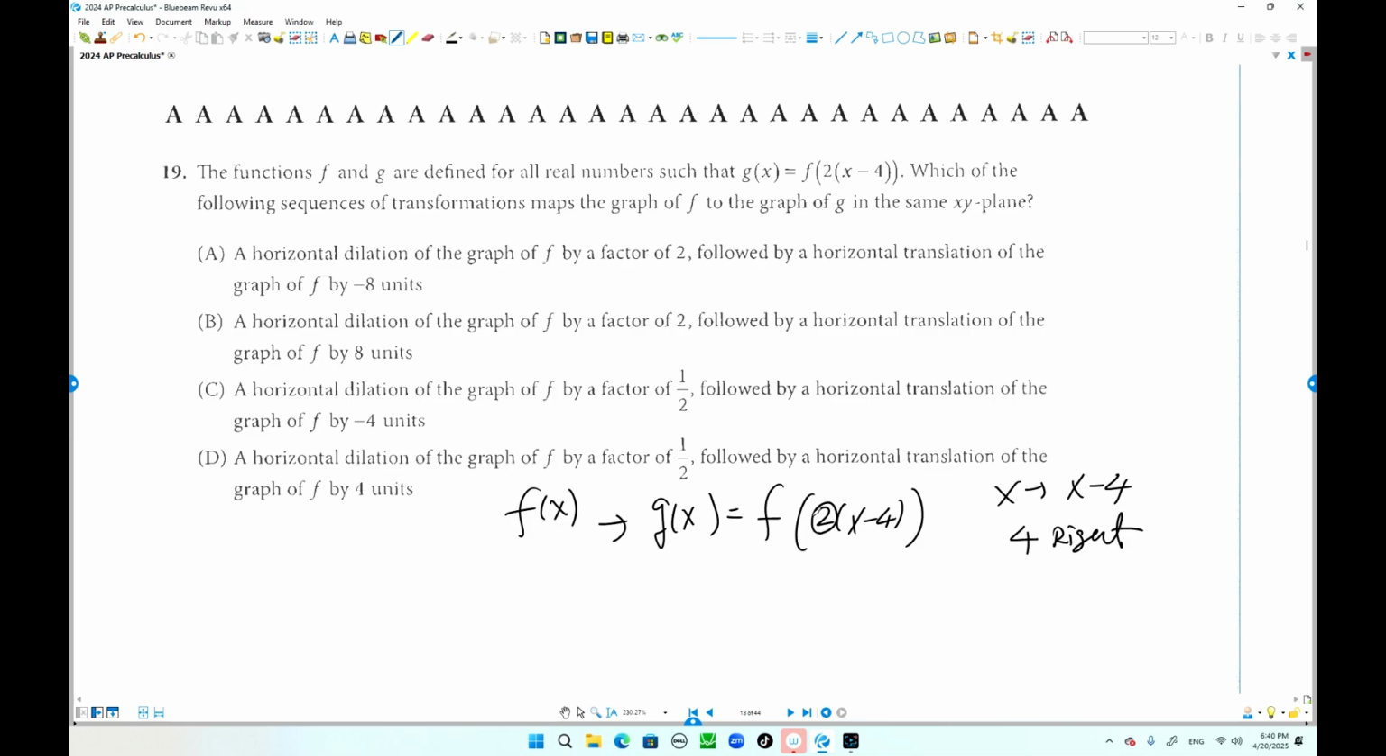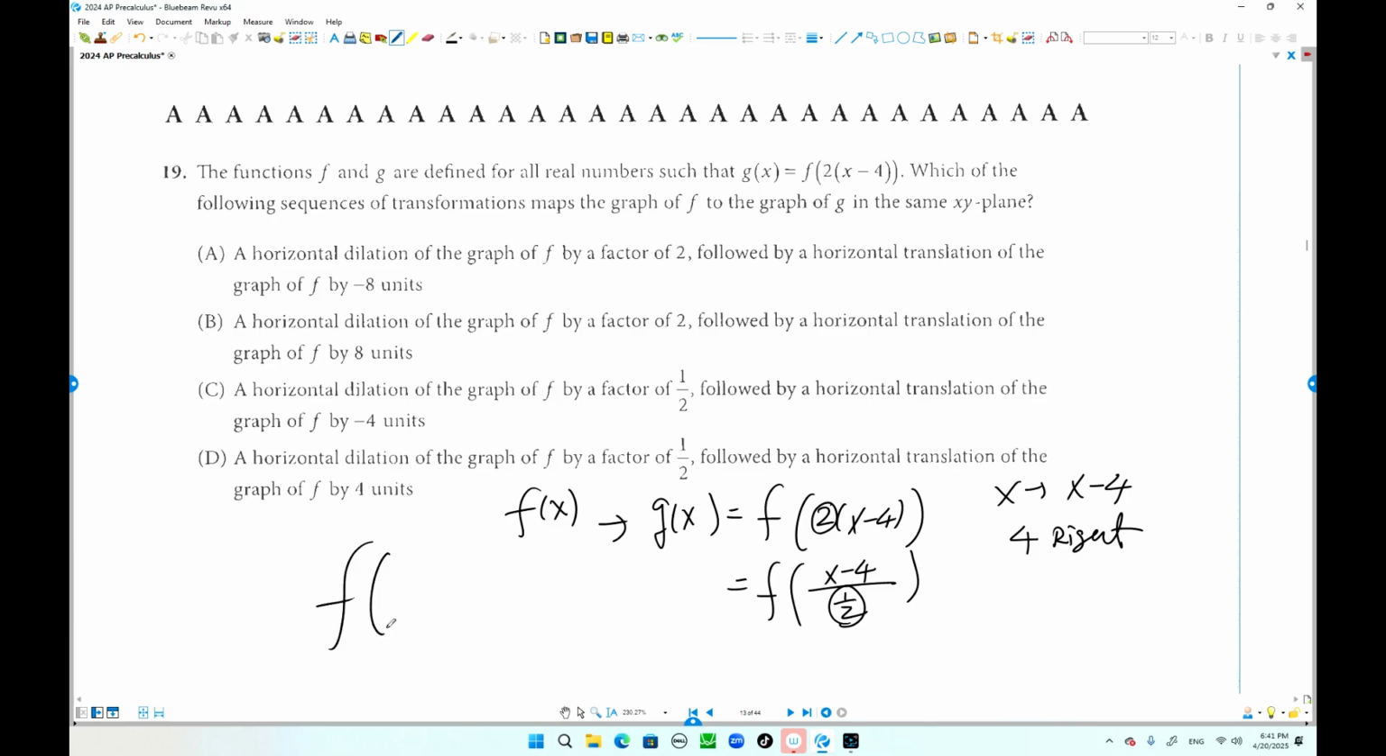What is this one? Actually, original, it looks like this. The 2 going down is 1 over 2, right? If this number is less than 1, that is horizontal compression. Actually, 1 over 2 is the reciprocal, right? Take the reciprocal. It's less than 1, that is compression by a factor of 1/2.